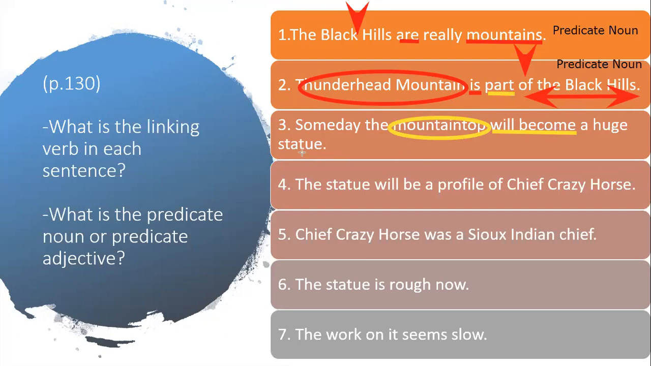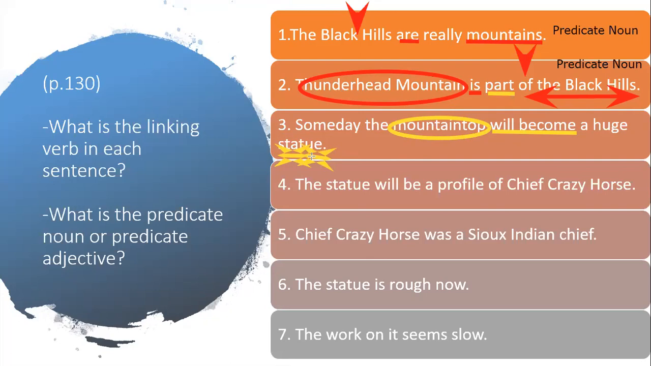Is this linked to the subject? Is this actually renaming what mountaintop will become? Yes, if you answered yes, not only because you're so smart, but because you're getting this.